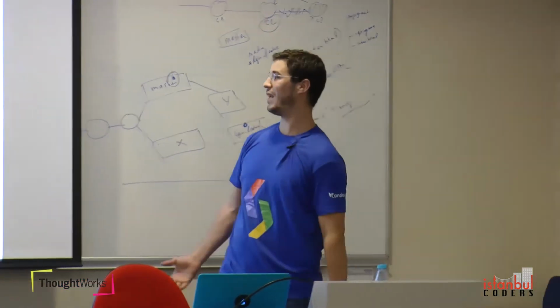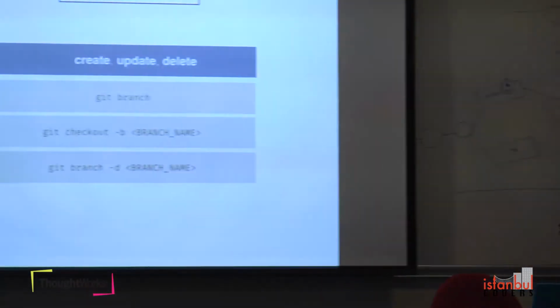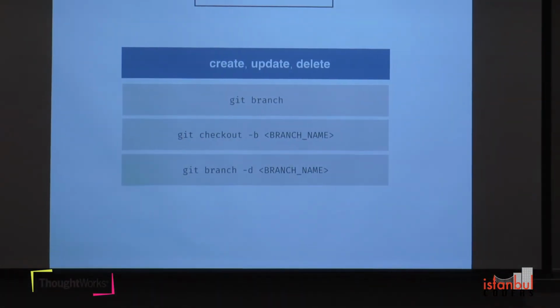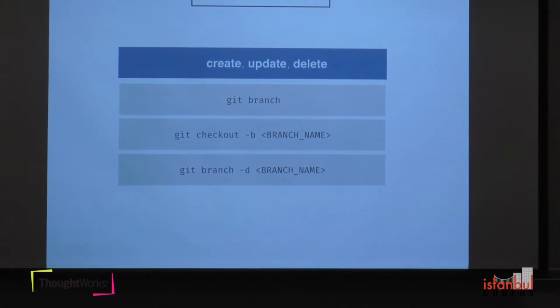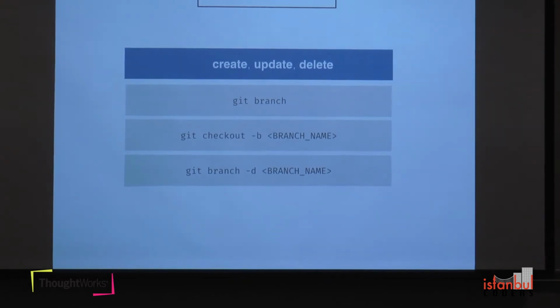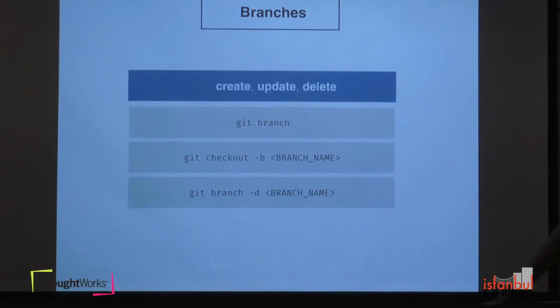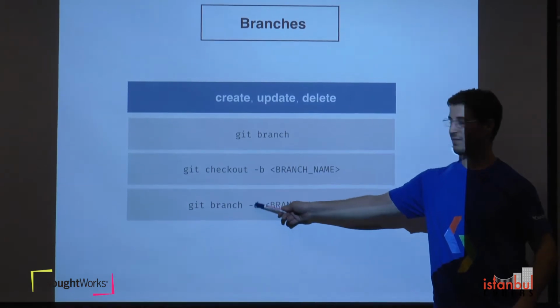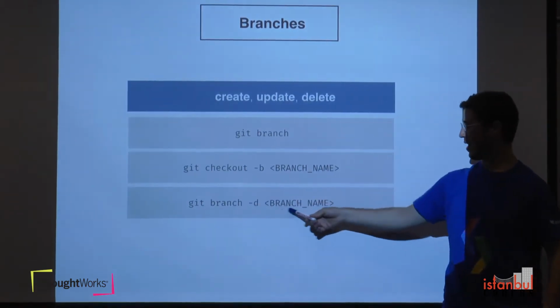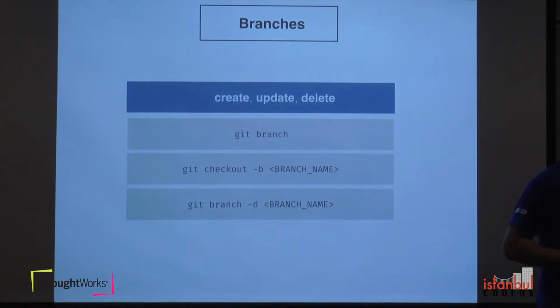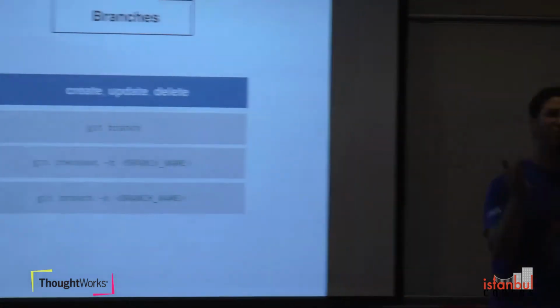We can also delete a branch. For example, you finished a feature and you submitted a pull request and it has been accepted, and now you want to delete the branch. We use git branch -d, D for delete, and the branch name, okay? And it's better to switch to another branch before you delete the branch.